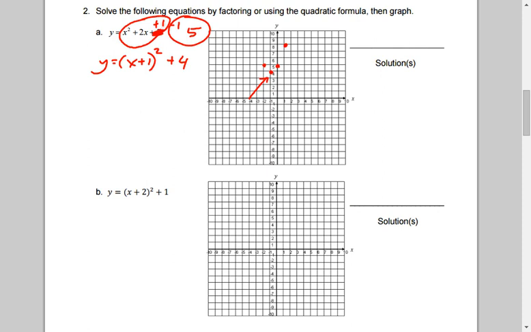So finding vertex form is another great way to graph. Once you get it in vertex form, you know the vertex, which is like the main point. And from there, you can just follow the little pattern. Over 1, up 1. Over 2, up 4, etc.